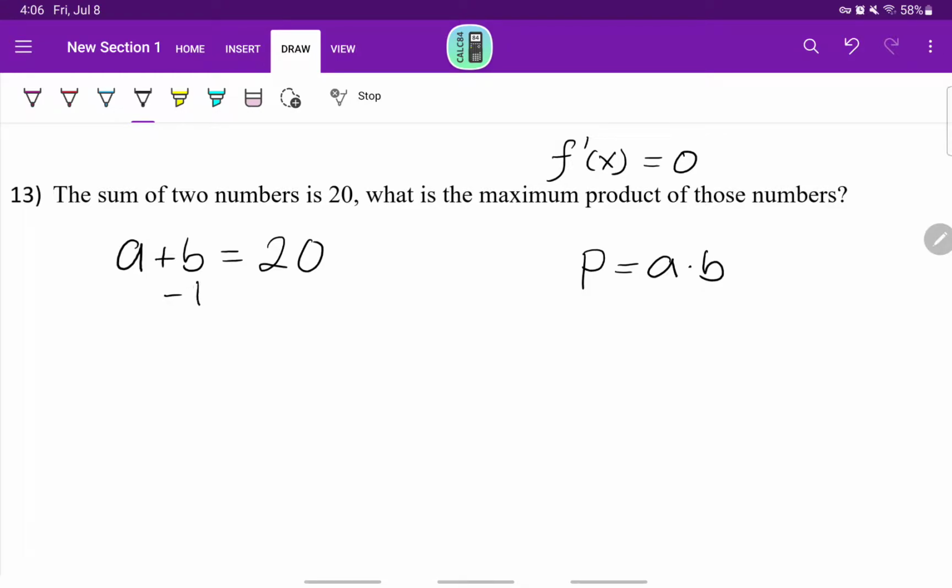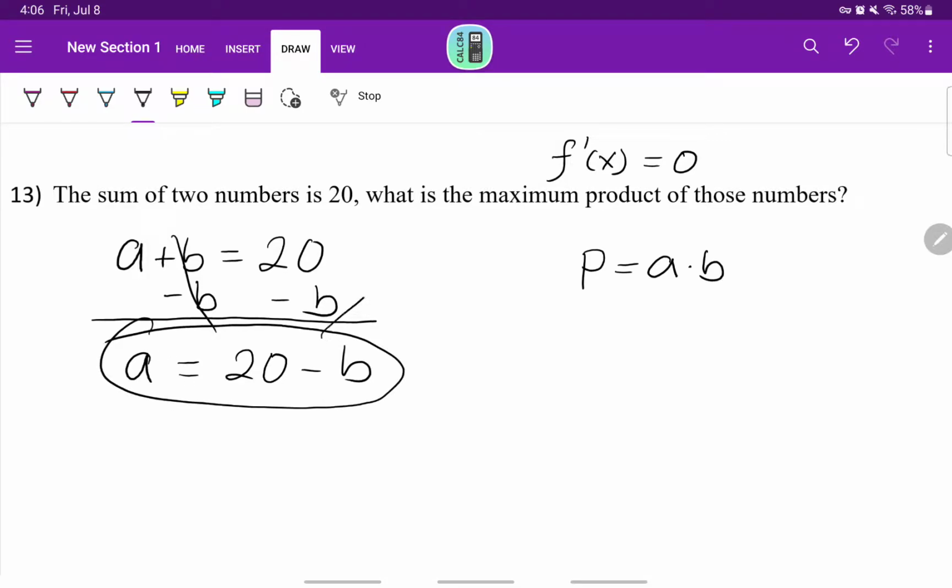I'm going to subtract both sides by B. So A is equal to 20 minus B. And I'm going to plug the value of A that I have here into the A that is up here. So my product will be in terms of B. That's going to equal, in parentheses, 20 minus B, and this other B is still on the outside.